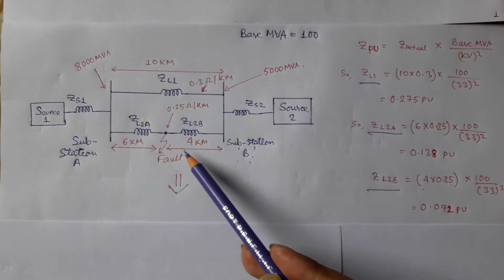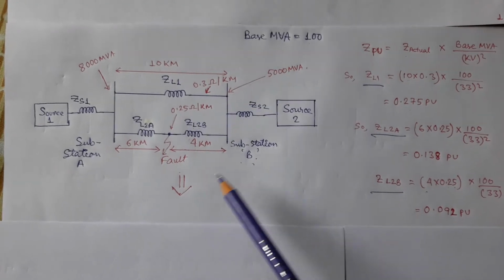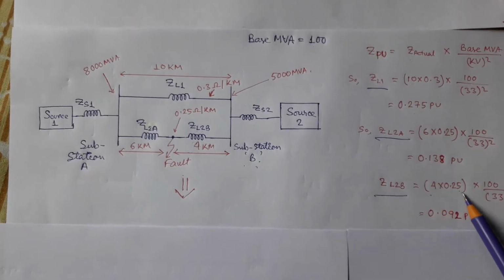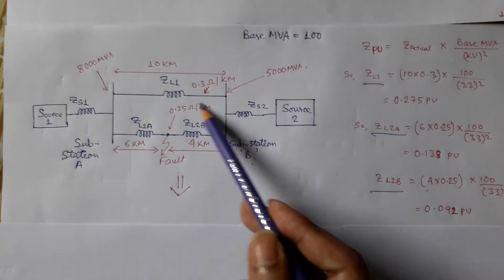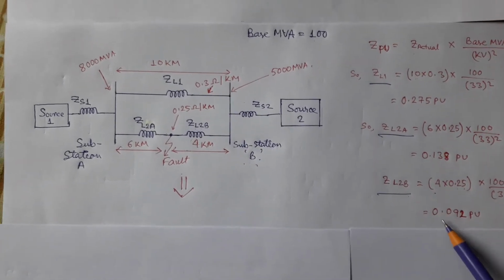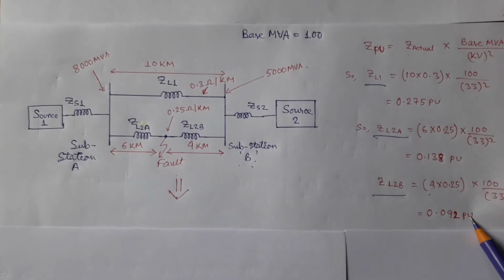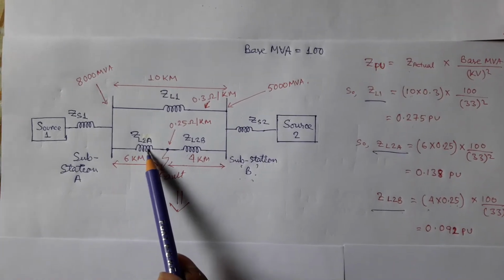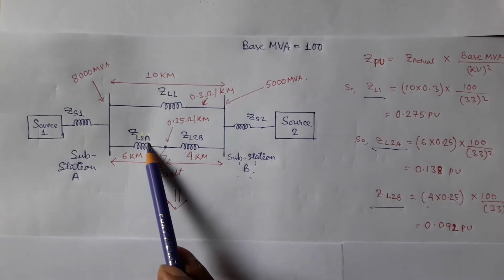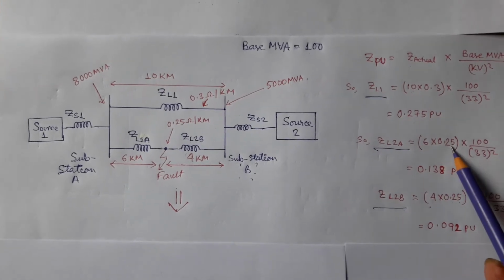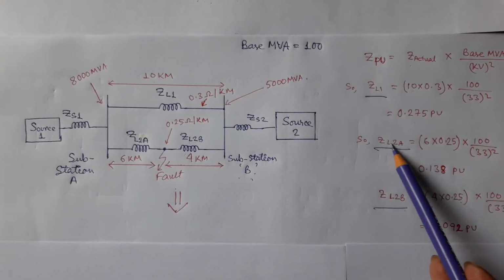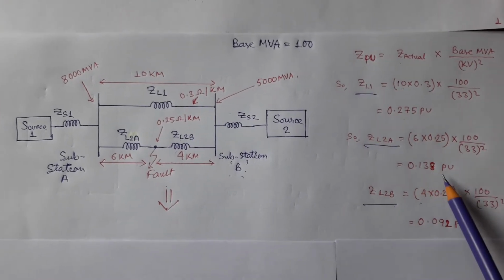As the fault occurred 4 km away from substation B, actual impedance of ZL2B is 4 km into 0.25 ohm per kilometer, and per unit impedance of ZL2B is 0.092 per unit. And as ZL2A section is 6 km long, actual impedance of ZL2A is 6 km into 0.25 ohm per kilometer, and per unit impedance of ZL2A is 0.138 per unit.